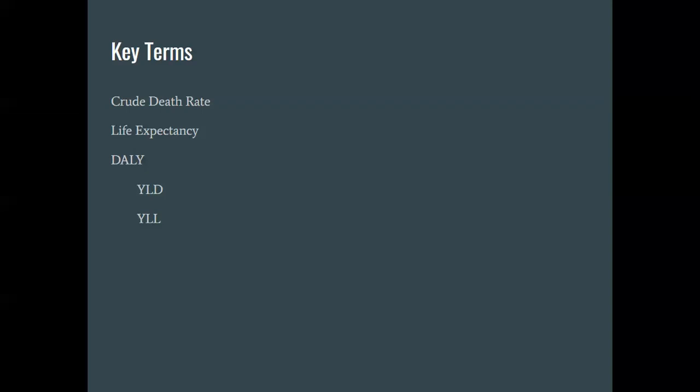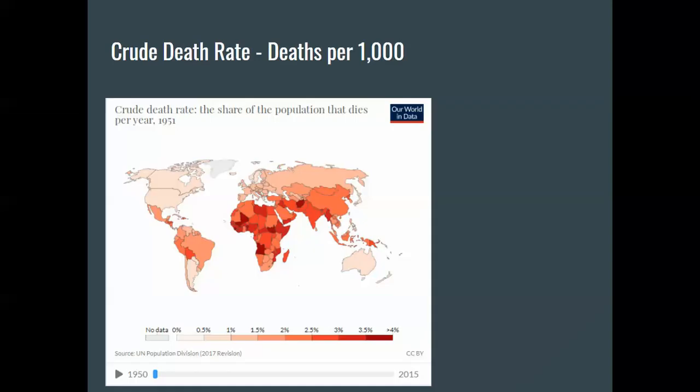So within this video, make sure that you understand crude death rate. We're going to look at life expectancy and how that changes. And then we're going to look at these DALYs again. This is a measure of the morbidity. So if you think about it, crude death rates and life expectancy are ways of understanding mortality. DALYs are a way of understanding morbidity or disease. So let's take a look.